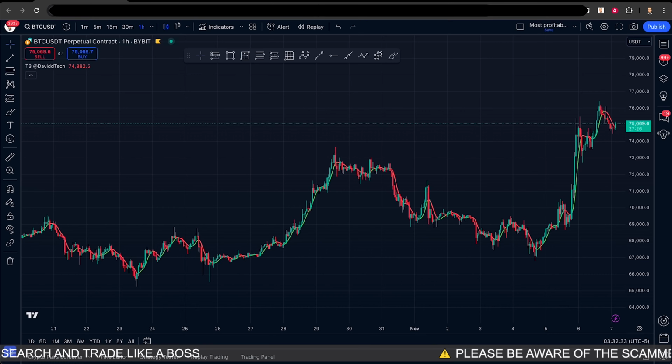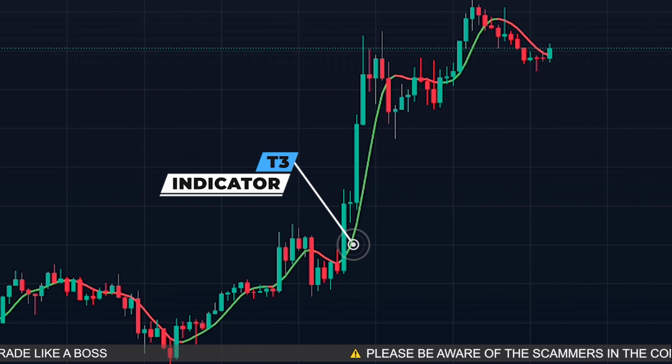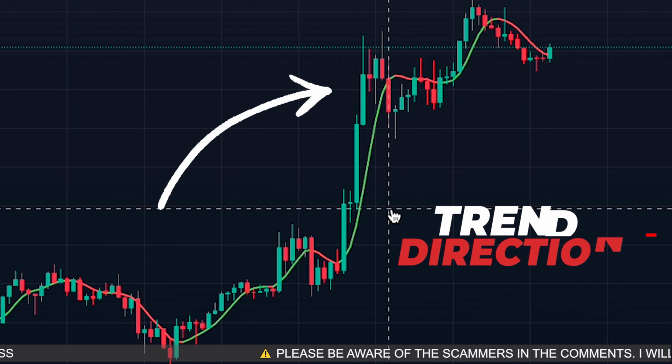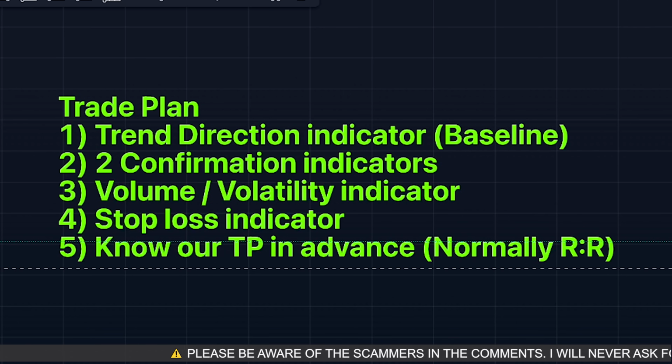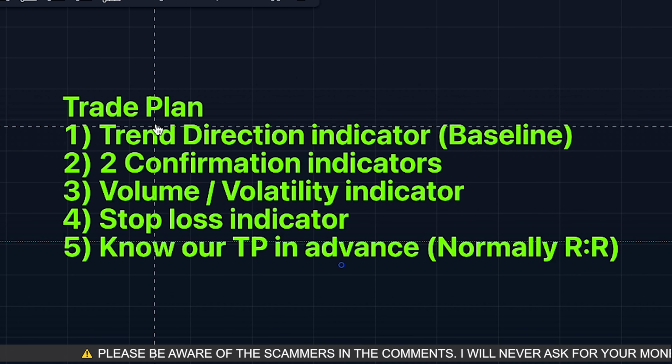Okay, back to the chart. We have the T3 on our chart. As you can see, this is going to be giving us our trend direction, because we of course are using our traders plan here to take all of our trades.